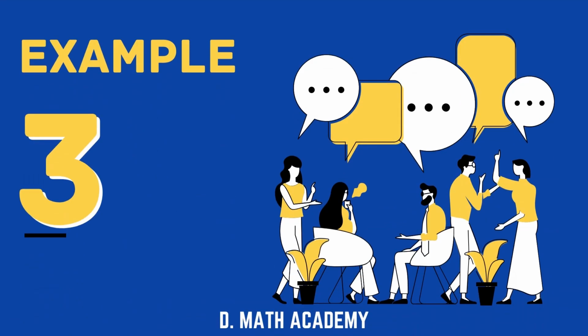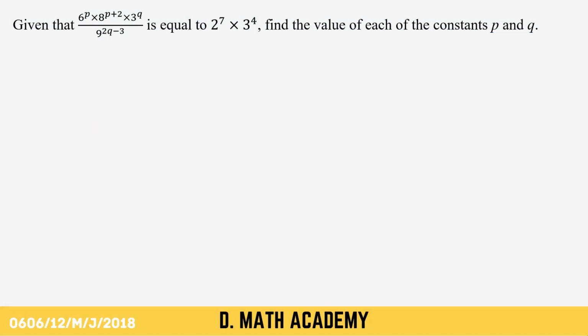Moving on to example 3 here. Okay, so we have 6 to the power of p times 8 to the power of p plus 2 times 3 to the power of q, being divided by 9 to the power of 2q minus 3. And this entire thing is equals to 2 to the power of 7 times 3 to the power of 4.